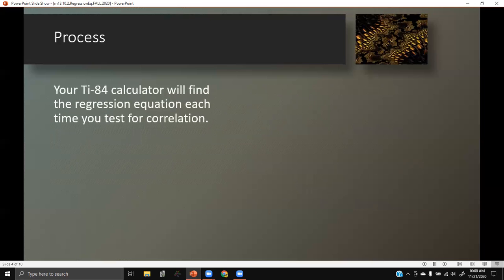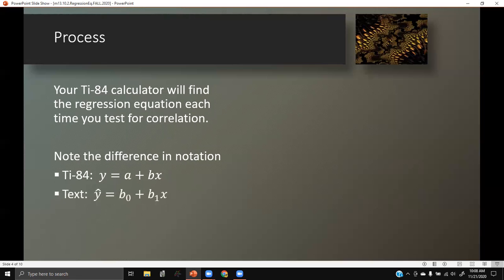Now, let's talk a little bit about the process. Your calculator does a wonderful job in finding this regression equation. It will do this every single time you test for correlation. However, there are differences in notation that need to be addressed. Your calculator likes y equals a plus bx. We'd have a y-intercept of a and a slope of b. Your text likes y hat equals b naught plus b1x.